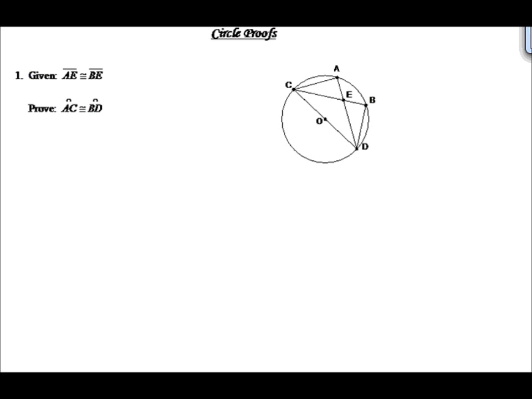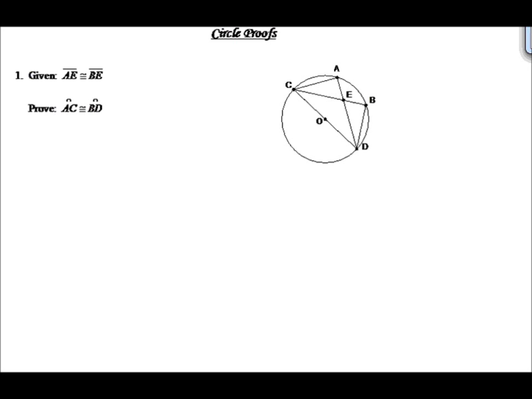Hello class. Today we're going to be talking about circle proofs. So if you could take your note packets out to the first page that says circle proofs, this is where we will begin. Example 1 says, given line segment AE is congruent to BE, can you prove that arc AC is congruent to arc BD?